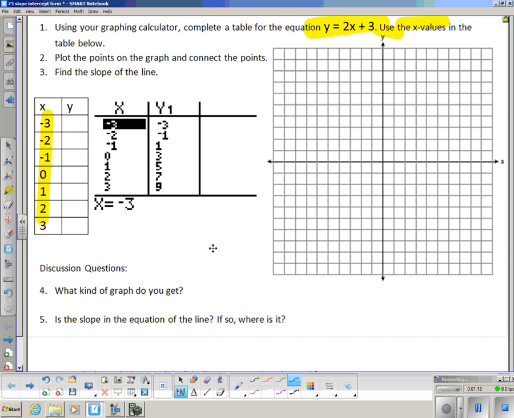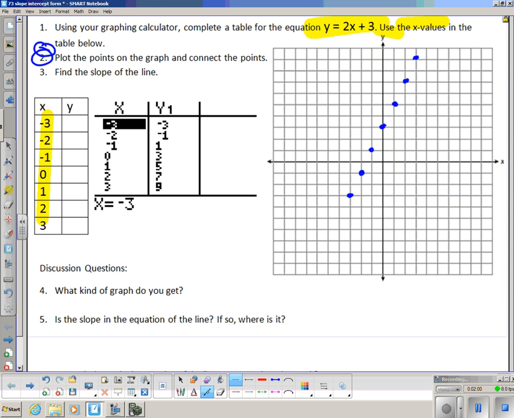So we're going to plot the points. That's what the second direction says. Plot the points on the graph, and we're going to connect the points. (-3, -3) is our first point. (-2, -1) is our second. (-1, 1) is our third. (0, 3) is our fourth. (1, 5) is our fifth. (2, 7) is the sixth. And (3, 9) is the seventh. And there's our line.